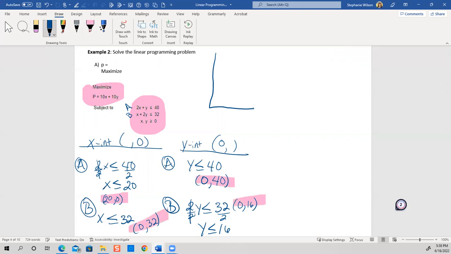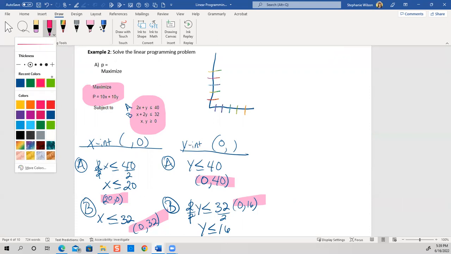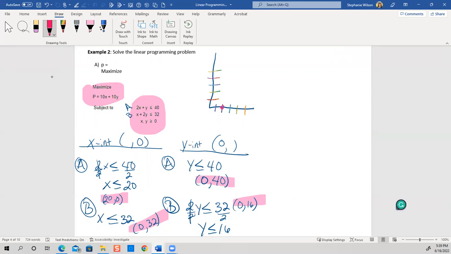Let's create our table of 10s. So we got 10, 20, 30, 40, 50. This is not going to be the most accurate. Again, you're going to want to use a graphing calculator or a graphing page with a ruler. All right, so first ordered pair, 20, 0. So we're going to mark it right here, 20, 0.